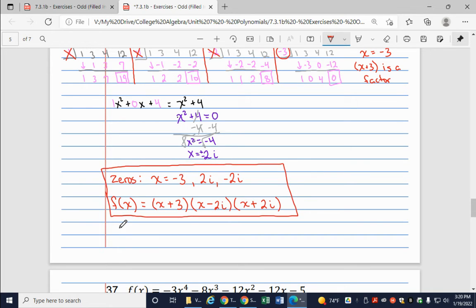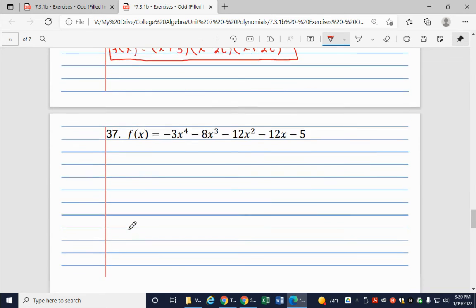There's my zeros and my completely factored form. Questions on 35? All right, we still have 12 minutes. I think we can get 37 done.